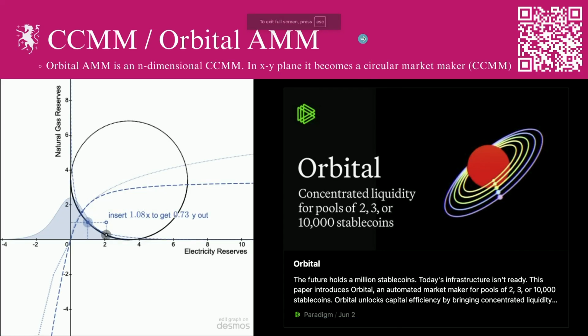Now, for another version: what if you don't have to split them? What if you could have just one curve? For example, curve.finance is precisely one such example. You might have seen in the news just yesterday, Paradigm released this thing called an orbital AMM. I'm going to briefly talk about it because it's very similar to an AMM that I came up with about a year ago, which is the same AMM but only in 2 dimensions. And that is actually a circular market maker.